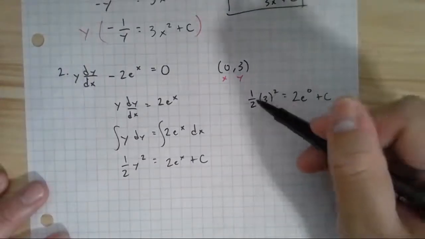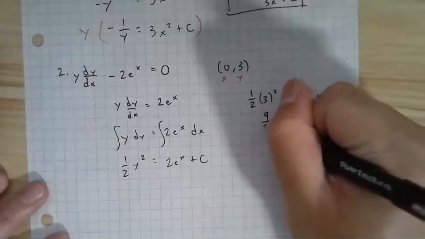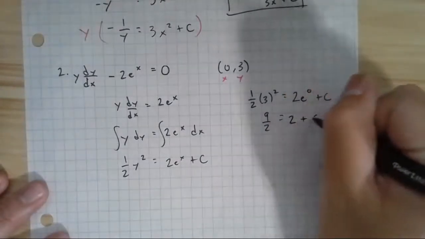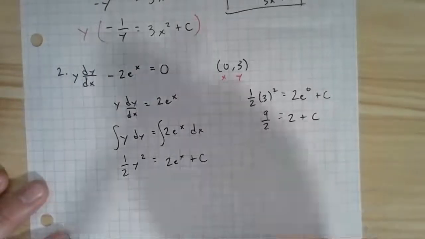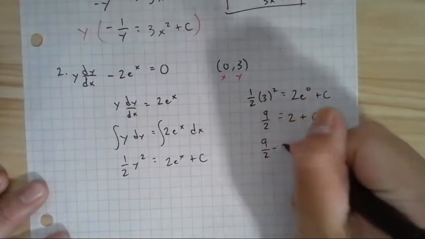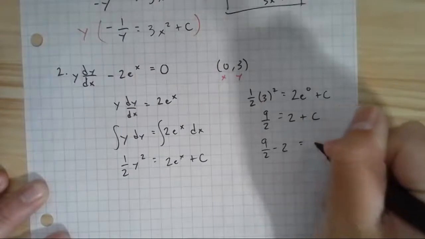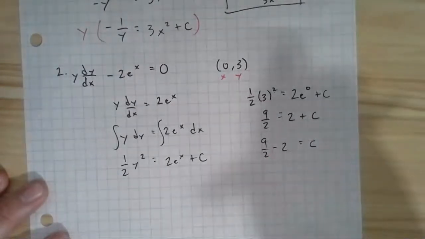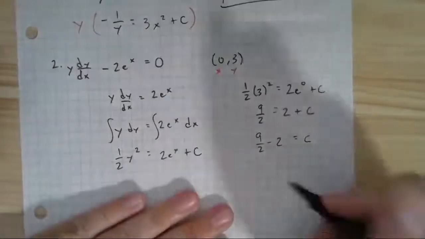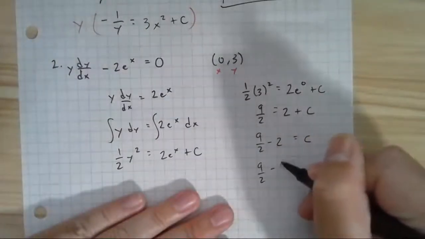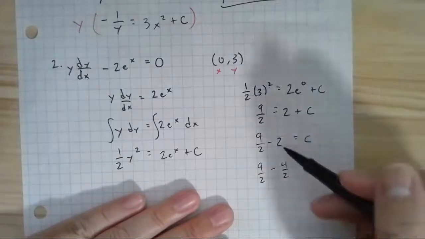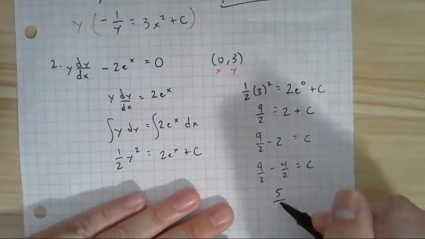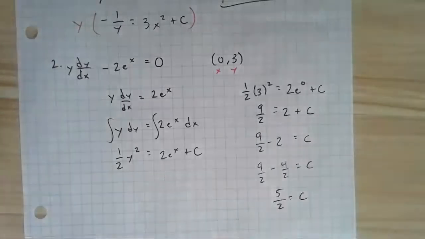3 squared is 9. 9 times a half, you'll get 9 over 2. e to the 0 is 1, so just get 2 plus c. Subtract 2 from both sides. You get 9 over 2 minus 2 is equal to c. This would be like writing 4 over 2, so 9 over 2 minus 4 over 2 is equal to c. And so this will be 5 over 2 is equal to c.